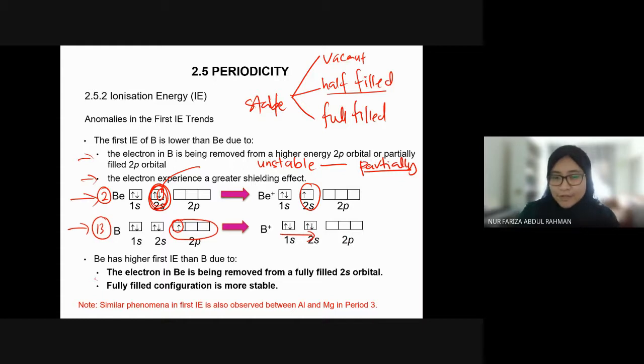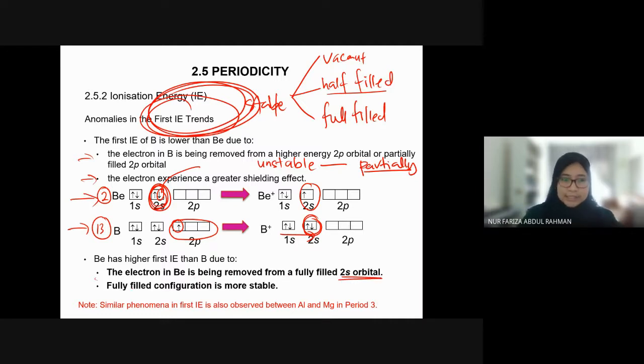Tapi you boleh nampak tak, for the second ionization energy later on, boron plus, nak remove one of electron from boron plus, so it will become harder lah. It will become harder sebab this is stable. That is for second ionization energy lah. So this is only for the first. We are highlighting the first ionization energy. So the highlight will be the electron in beryllium is being removed from a fully filled 2s orbital. Fully filled configuration is more stable.